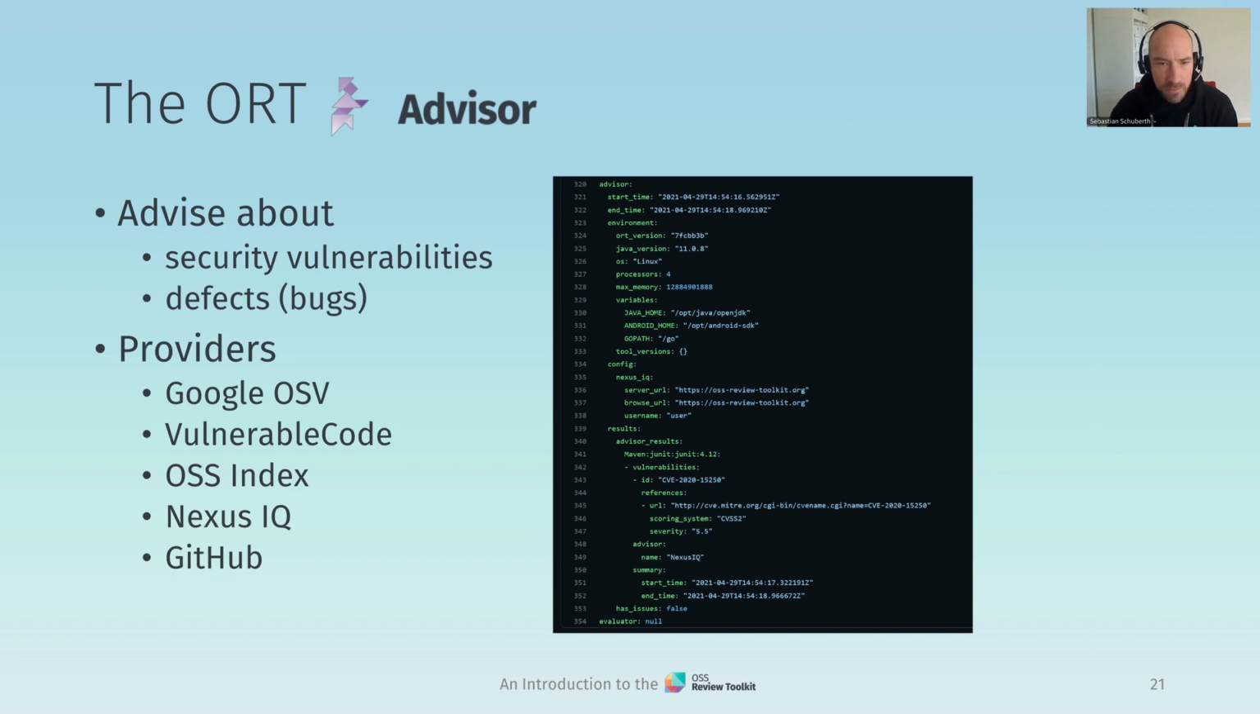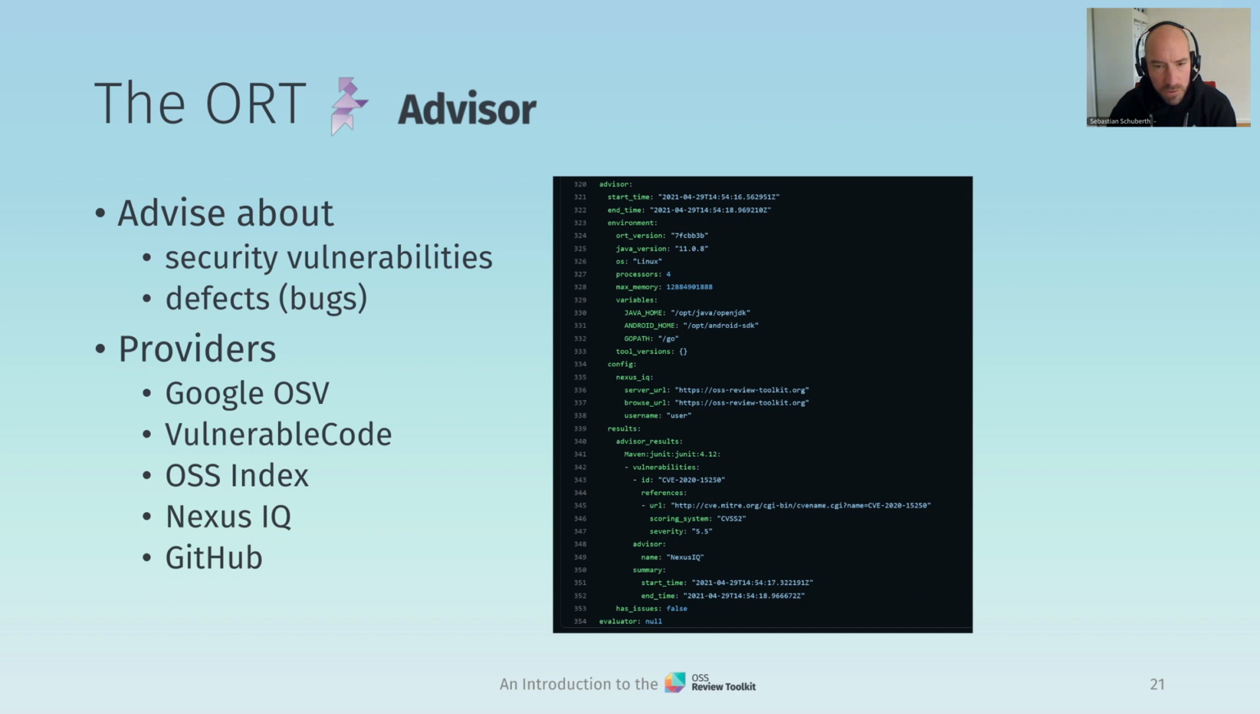Next, there is the advisor. So the advisor can not only advise about security vulnerabilities, but also about defects like bugs, because you may also be interested in how many open bugs there are in this open source software that I have in my stack. We support several providers.